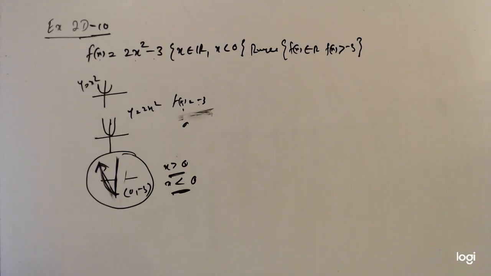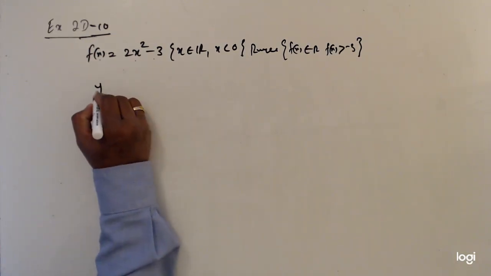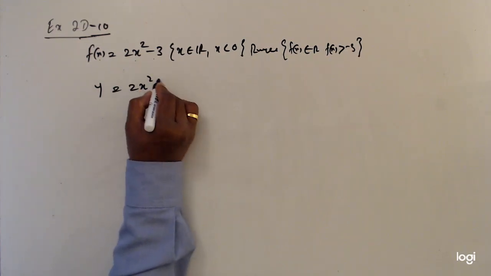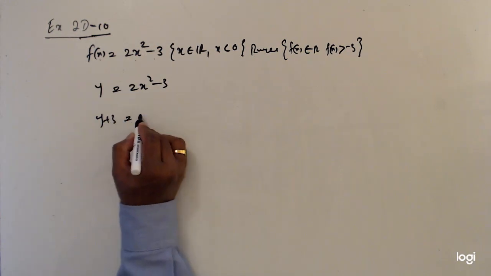And we'll find the inverse function now. y equals 2x squared minus 3, and y plus 3 equals 2x squared.